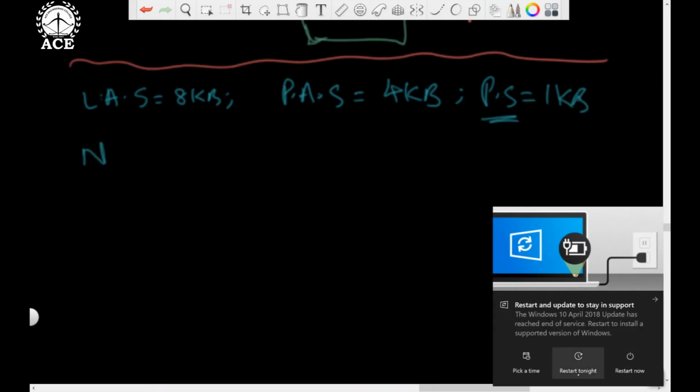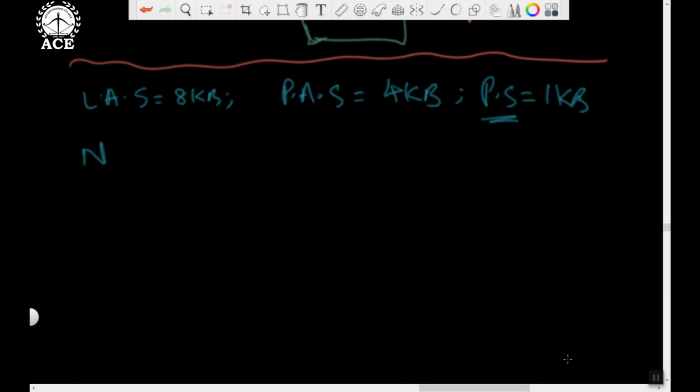If n is the number of pages, it is 8 KB divided into pages of size 1 KB. Therefore the formula is logical address space divided by page size. What is it? 8 KB divided by 1 KB is equal to 8. I will have 8 pages.